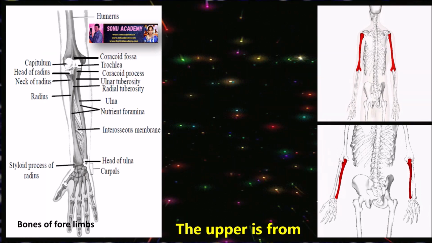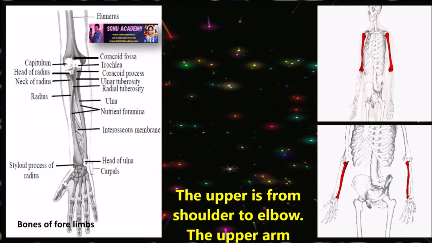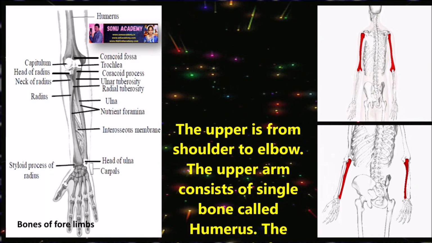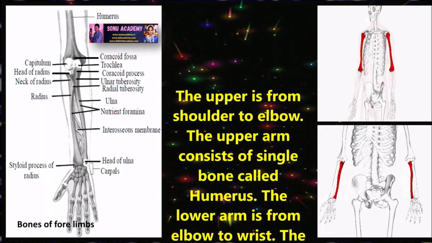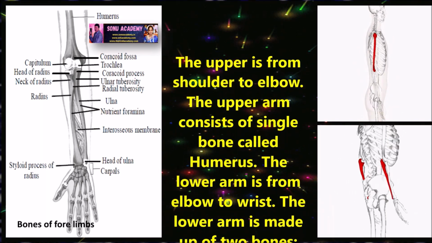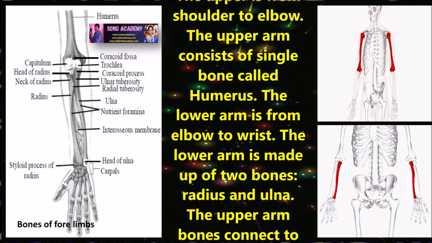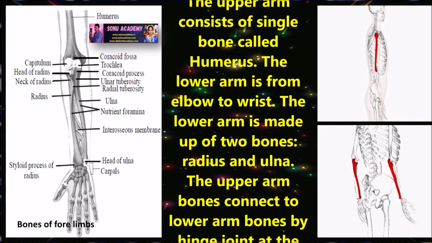The upper arm is from shoulder to elbow. The upper arm consists of a single bone called the humerus. The lower arm is from elbow to wrist. The lower arm is made up of 2 bones, the radius and ulna. The upper arm bone connects to the lower arm bones by a hinge joint at the elbow.